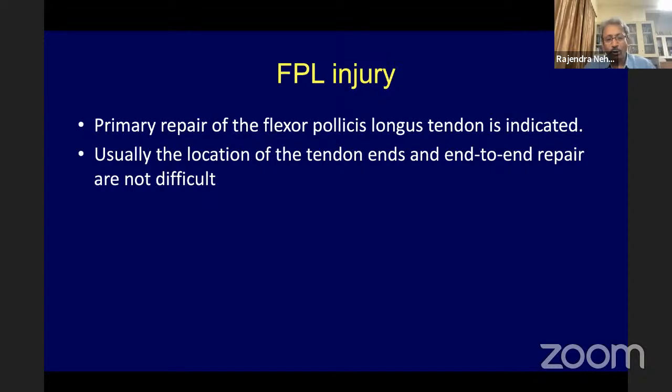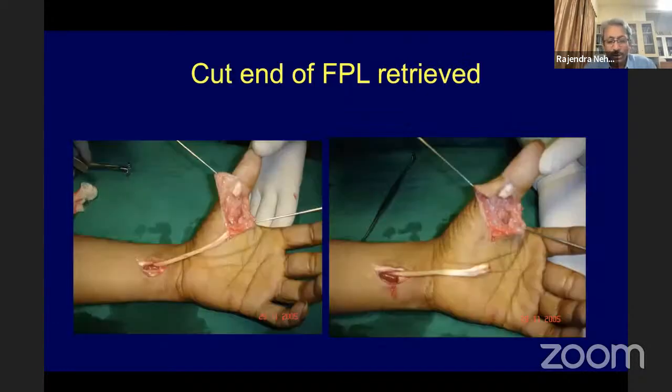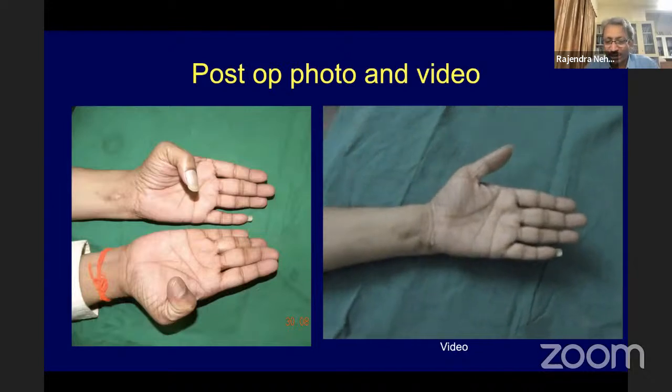So in FPL repair also, primary repair obviously is indicated, and usually the FPL retracts directly into the wrist. So you have to open the wrist. This is the patient who had FPL injury, and you will find there is no flexion of FPL. So you open the wrist, locate the FPL, and then do a railroading technique and do a good repair. Don't forget to keep the pulley intact, because if the pulley on the proximal phalanx is not kept intact, the patient will not have complete excursion.